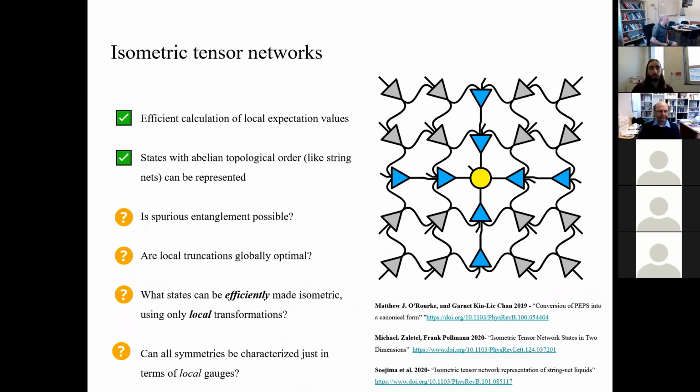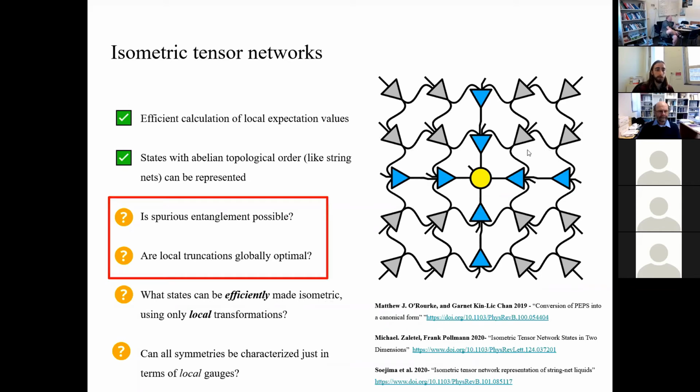Okay. In terms of their practical applicability, it hasn't really been investigated whether they can have spurious entanglement, whether local truncations are globally optimal, or which states are practically efficient to simulate. So there are these nice properties of the one-dimensional canonical form which haven't been shown in these higher dimensions yet. So part of my work has been so far in answering these two questions.